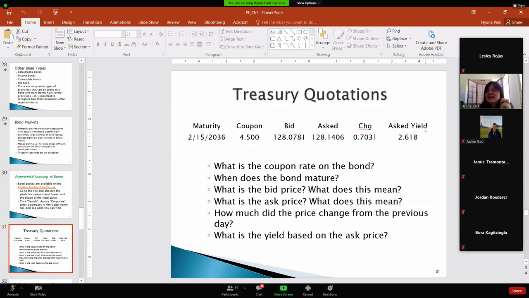And watch the ask yield, which is the yield to maturity based on the ask price. The yield to maturity is 2.618%, about 2.6%, while the coupon rate is 4.5%. The yield is lower than the coupon, so that means it is a premium bond. That's why the bid and ask prices are above 100. So coupon rate, maturity, bid price, ask price, change, ask yield. I explained everything. Any questions so far? No? Okay, good.